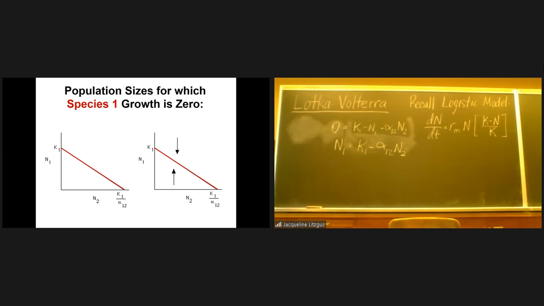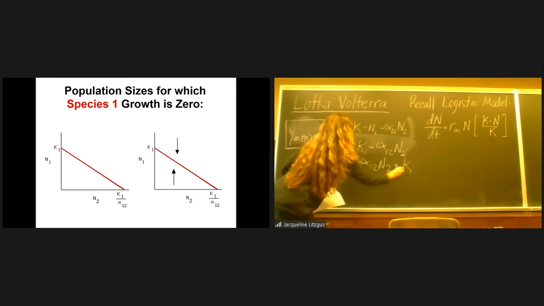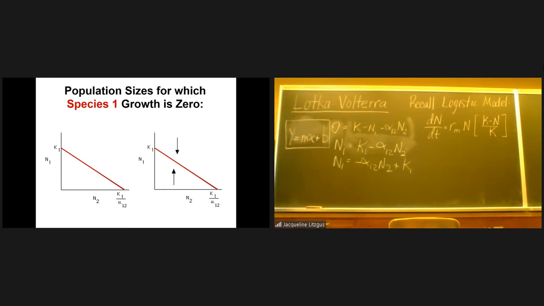Now, if you look at this equation, maybe it's going to start to look familiar, and this is a discussion we've had before as well, about the formula for a straight line. If you remember, the formula for a straight line is y equals mx plus b, right? Remember that? So I'm going to rearrange this just a little bit to help see that better. So still N1, but I'm going to move this over: N1 equals minus alpha 1,2 N2 plus K1. So now this is in the formula of y equals mx plus b.